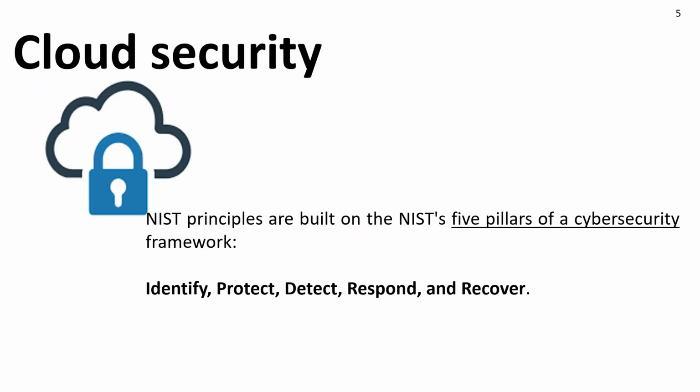Now coming to cloud security. Cloud security is also known as cloud computing security. When we talk about implementing security, it refers to a set of policies, controls, procedures, and technologies that work together to protect cloud-based systems, the data, and the infrastructure that make up the cloud environment.